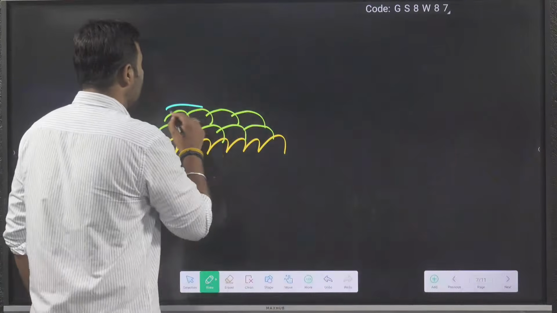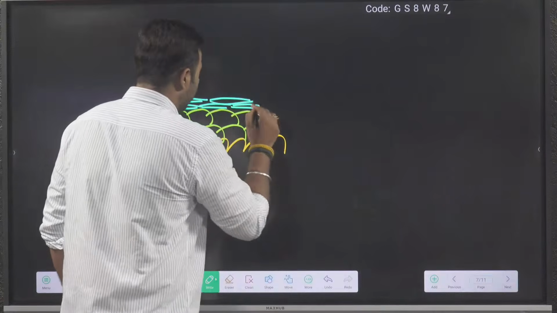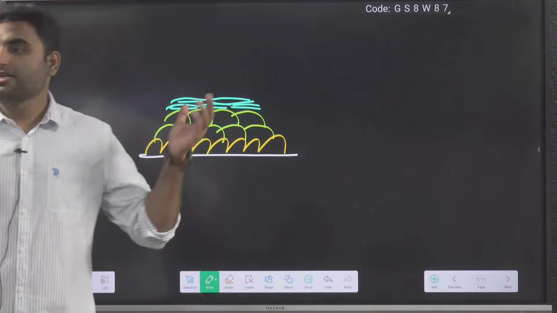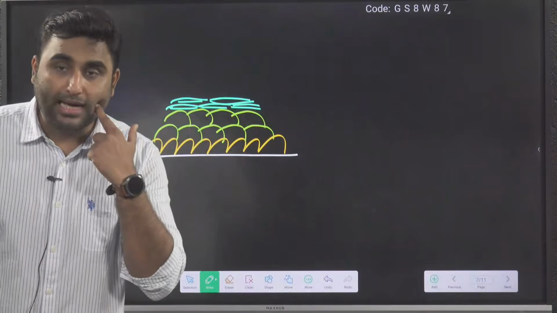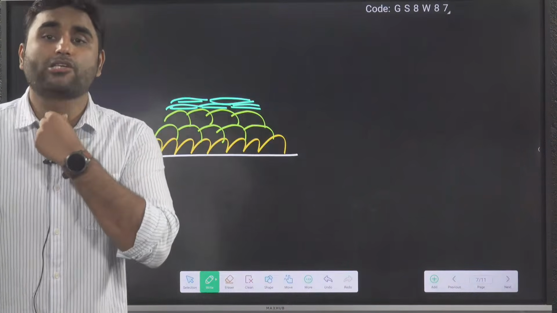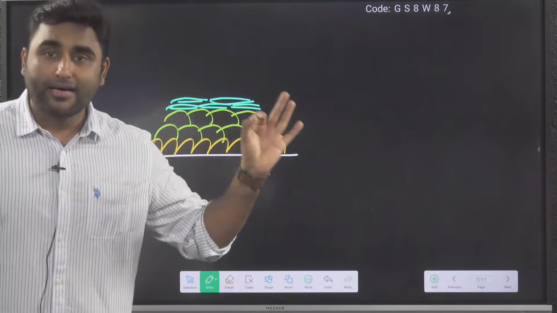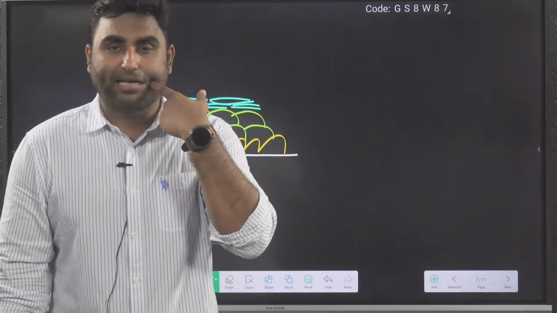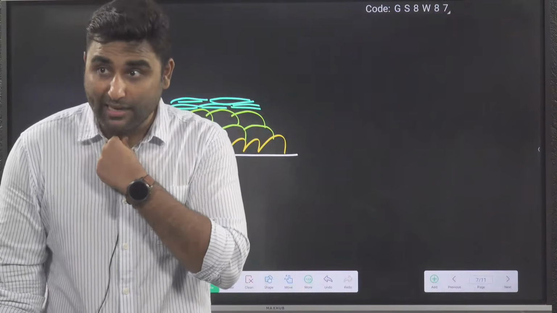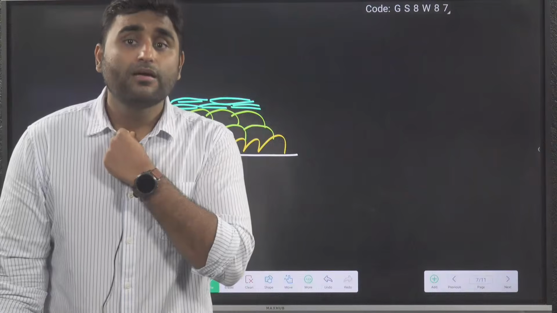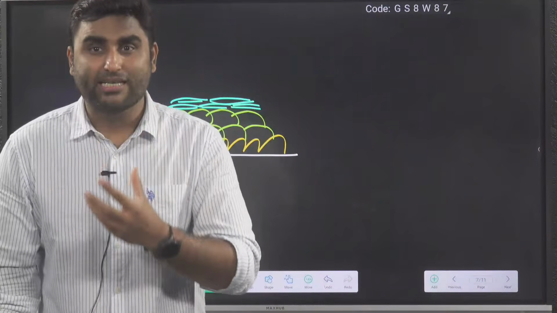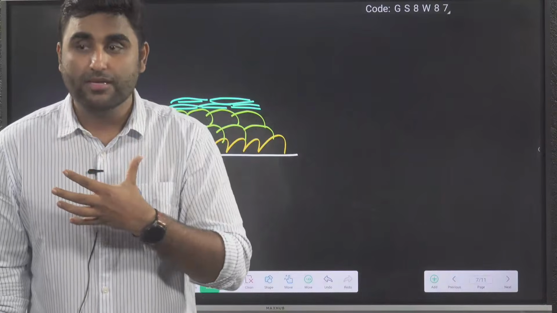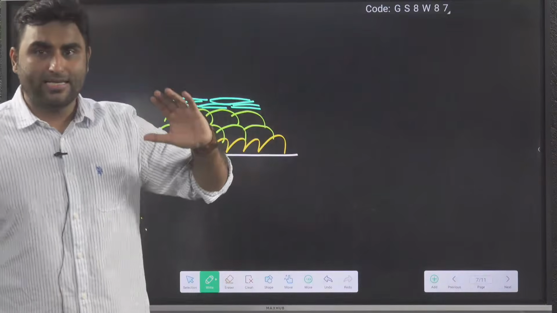Stratified squamous non-keratinized. Are we clear with this? It is the same structure in the buccal cavity, in the pharynx, in the esophagus. There is no keratinization. Because if you put keratin inside your mouth, in the buccal cavity or in your pharynx lining, it will become waterproof. Will you be able to secrete saliva, mucus? No. You want to keep everything inside moist. For that, you are not having keratinization.